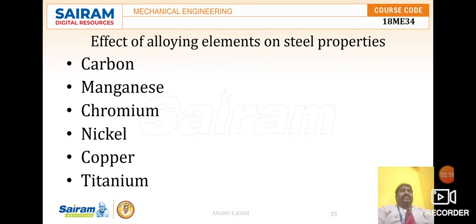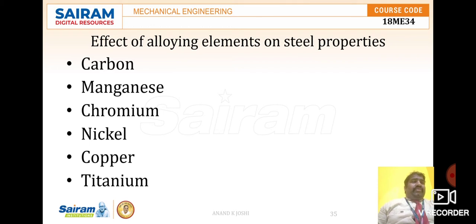Next, let us discuss the concept of the effect of alloying elements on steel properties. Steel is an alloy of iron and carbon, already we know that. In addition, various alloying elements are added in small proportions to obtain the desired properties of the steel. Now we can discuss how various alloying elements affect the properties of steel.